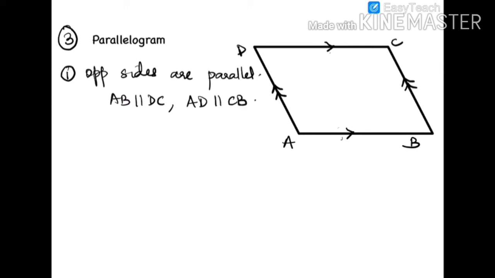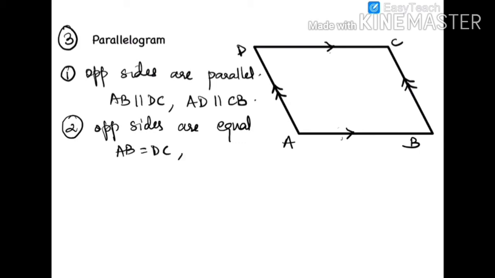What about the length of the sides? If we measure the sides, we will find that the opposite sides are equal. So we can write this property as well. Opposite sides are equal in a parallelogram. So we can write AB equal to DC and AD equal to CB.